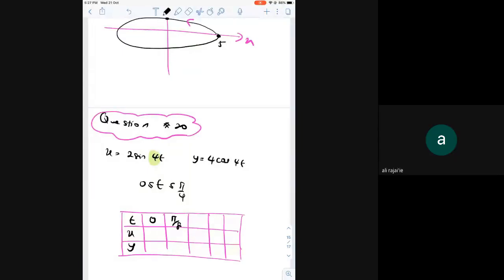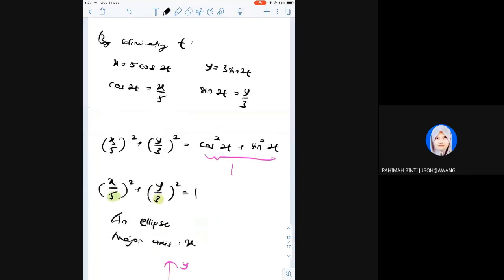Doktor, ada question dekat chat. Okay. Can you repeat ellipse part cos squared 2t sin squared 2t? Yang ni ke guys? Ini, this one. This one guys, doesn't matter. Doesn't matter apa-apa nilai 2t ke 4t ke, dia tetap sama dengan 1. Okay, as long as ni dia mesti sama. Dia macam ni, sekejap. Look like this.